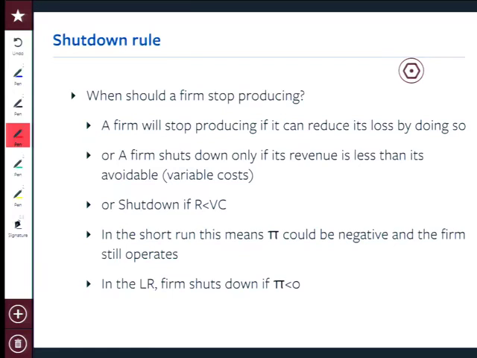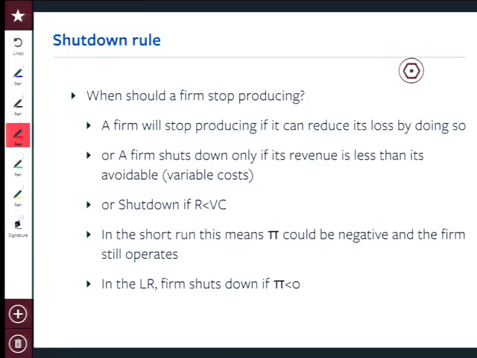So the shutdown rule. When does a firm stop producing? You stop producing if you reduce your loss by doing so, or if revenue is less than variable cost. My favorite way of putting it is revenue is less than variable cost. Now, what this, of course, means is that in the short run, a firm could be really well off, could be the best version of itself, and actually still make a loss, right? So it could be optimal for the firm to operate and make a loss. Negative profits in the short run are possible.